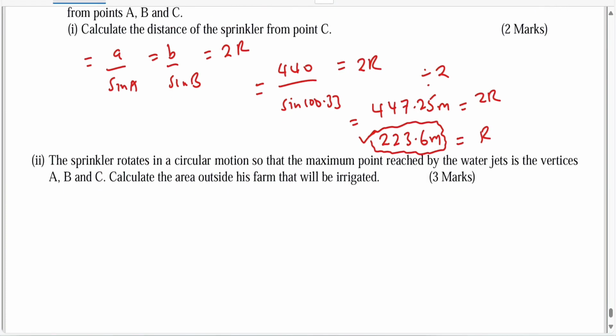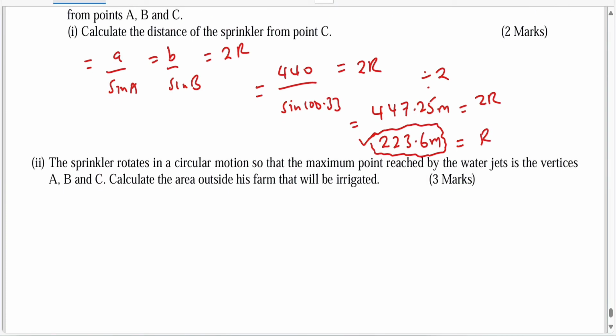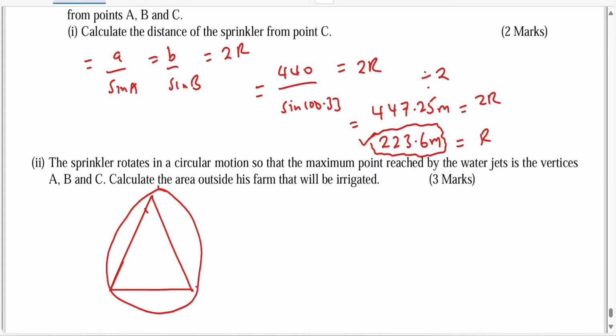So Roman 2, the question says, as the sprinkler rotates in a circular motion so that the maximum point reached by the water jet is the vertices A, B, and C. Right. So calculate the area outside this farm. So basically, if this is our triangle, right, and you've been told now that the sprinkler rotates in a circular motion. So I'm not a good drawer. So it rotates like this. Okay. So you've been told that the farm is the triangle, and you've been asked to calculate the area outside this farm, which is this one.